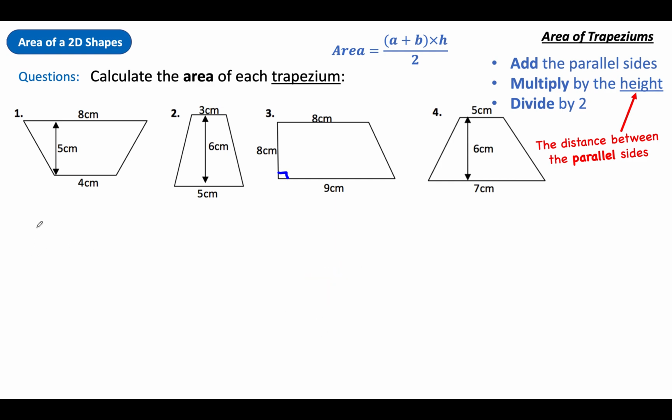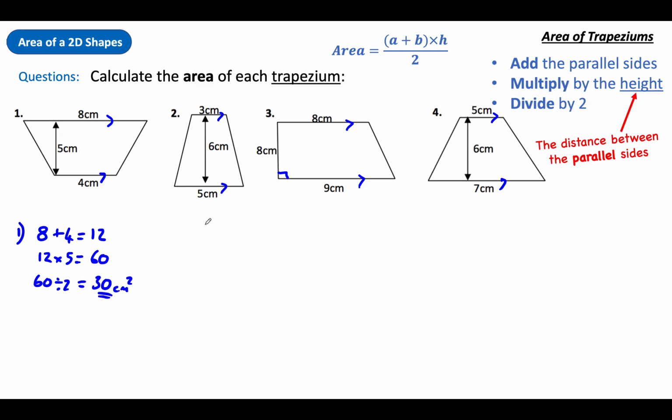Okay, we're done here. So let's do 1. Firstly, let's add the parallel sides. Oh, sorry, it didn't actually say which ones are parallel, did it? Okay, well, if you were stuck by that, you can now pause and go back. Sorry, I think we can presume that these ones are parallel. Okay, 8 plus 4 is 12. Times that by the distance between them, which is 5, and that gets you 60. And then halve that to get 30 centimeters squared.